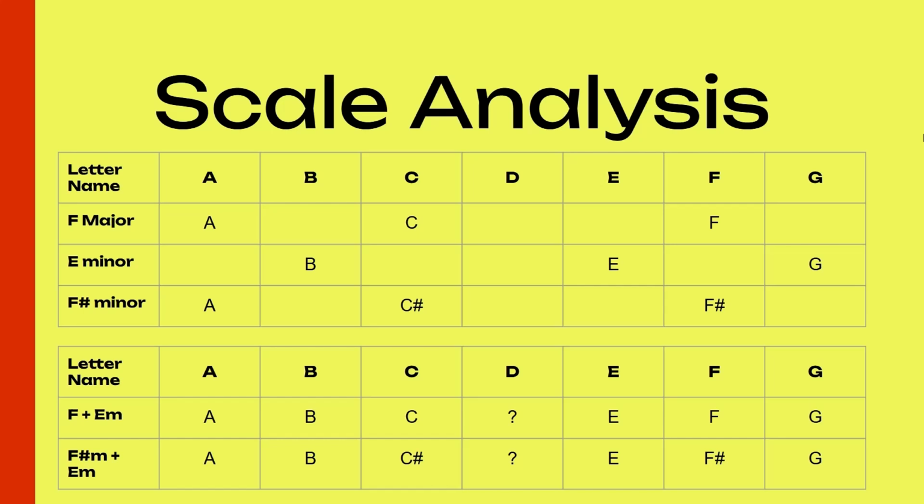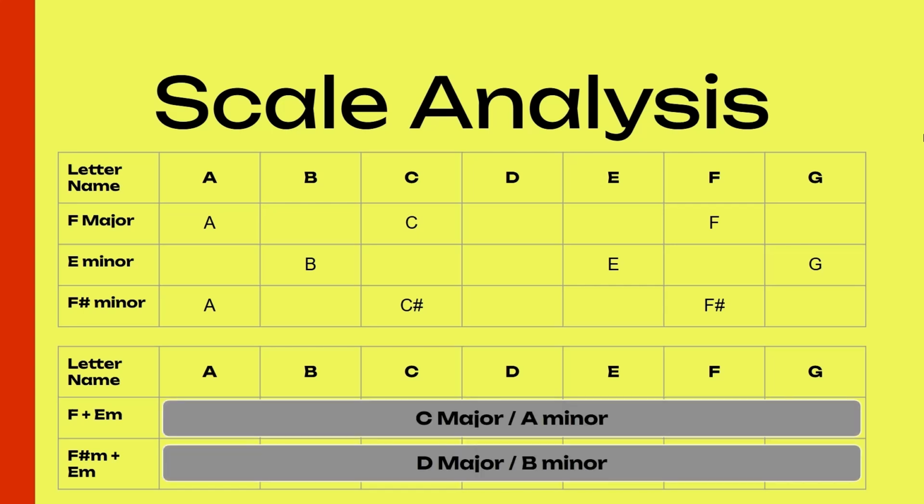And in the second case, with the combination of F sharp minor and E minor, we can see that it corresponds to a scale with, so far as we can see, 2 sharps in it. If you know your music theory, you'll know that those two cases correspond to a C major / A minor scale or to a D major / B minor scale. But there's more to this.